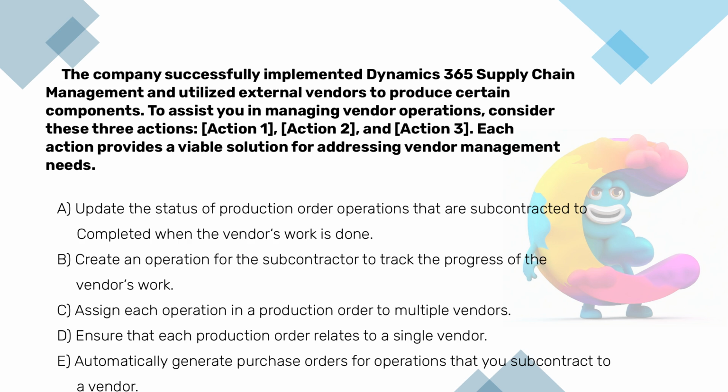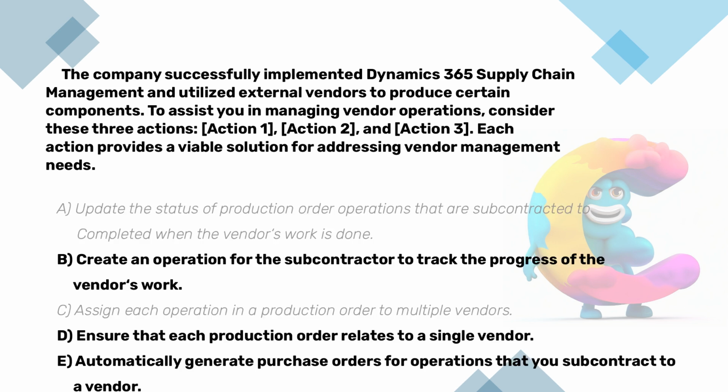A. Update the status of production order operations that are subcontracted to completed when the vendor's work is done. B. Create an operation for the subcontractor to track the progress of the vendor's work. C. Assign each operation in a production order to multiple vendors. D. Ensure that each production order relates to a single vendor. E. Automatically generate purchase orders for operations that you subcontract to a vendor. Okay, now pause the video here, have a bit of think, and then continue when you are ready.